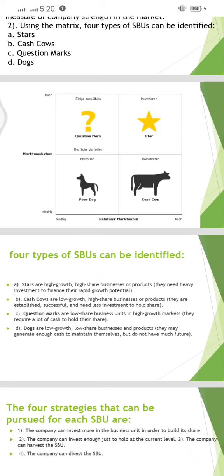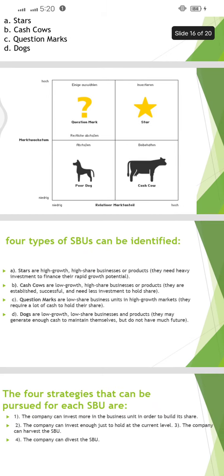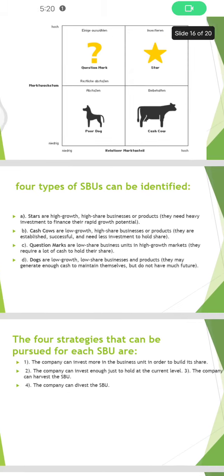Question marks are low share business units in high growth markets. They require a lot of cash to hold their share. Dogs are low growth, low share businesses and products. They may generate enough cash to maintain themselves but do not have much future.